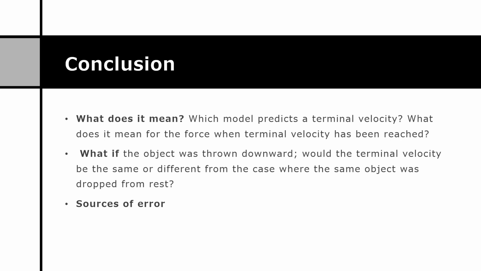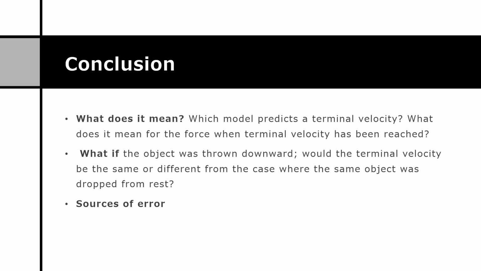So to answer some final questions, which model predicts a terminal velocity and what does it mean for the force when terminal velocity has been reached? So the model with drag predicts a terminal velocity because in that model, the rate at which the velocity is increasing is slowing down over time, meaning the velocity is approaching a constant velocity, which is that terminal velocity. And at that point, the net force acting on the object is 0 because there's no acceleration on it, meaning that the force of gravity and force of drag have canceled out.